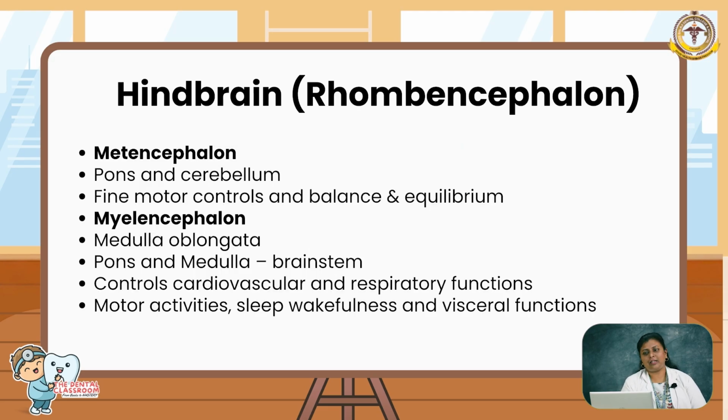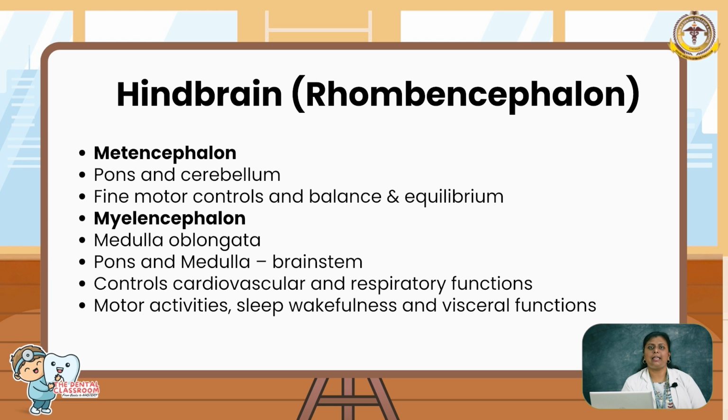Next is the hindbrain. Another name for the hindbrain is rhombencephalon. It includes two parts mainly, that is the metencephalon and myelencephalon. The metencephalon includes the pons and cerebellum. Since all the motor neurons for your respiratory function and cardiovascular function, the nucleus is located in the pons. So it controls your respiratory and cardiovascular functions. Also the cerebellum mainly controls posture and balance and the equilibrium maintenance. So this is about the metencephalon.